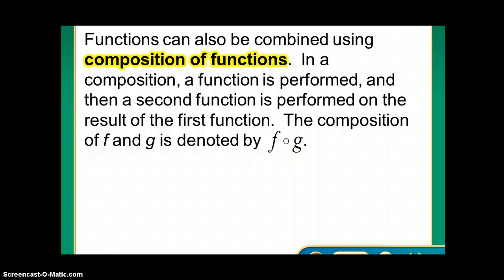Alright, functions can also be combined using composition of functions. In a composition, a function is performed and then a second function is performed on the result of the first. The composition of f and g is denoted by f of g. Okay, notice now we have an open circle. That's f of g. You'll hear some teachers call that fog. Okay, f of g, open circle. That's how we're going to state that. So basically, we're finding the function of a function. That is what composition of functions is. Finding the function of a function.